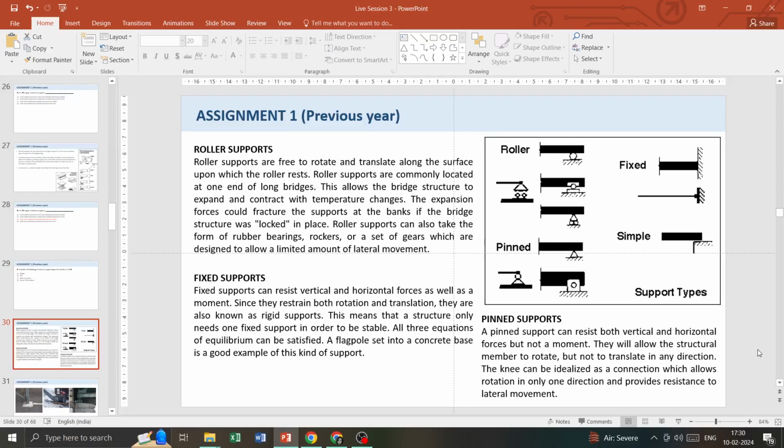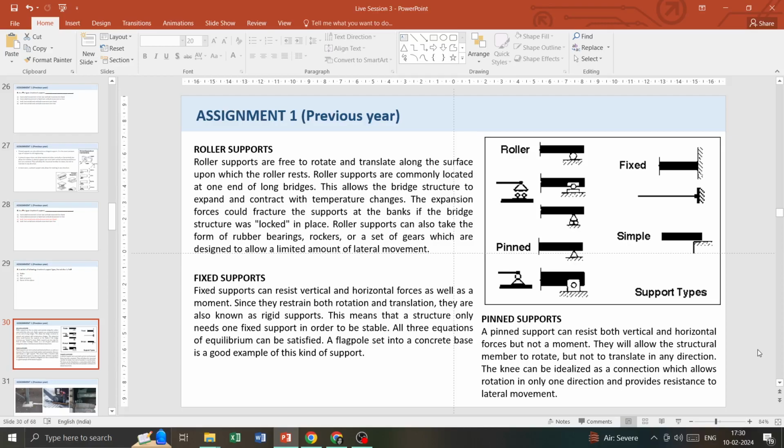So coming to rollers. Roller supports are free to rotate and translate along the surface upon which the roller rests. Roller supports are commonly located at one end of long bridges. This allows the bridge structure to expand and contract with temperature changes. The expansion forces can fracture the supports at the banks if the bridge structure was locked in place. Roller supports can also take the form of rubber bearings, rockers, a set of gears which are designed to allow a limited amount of lateral movement.